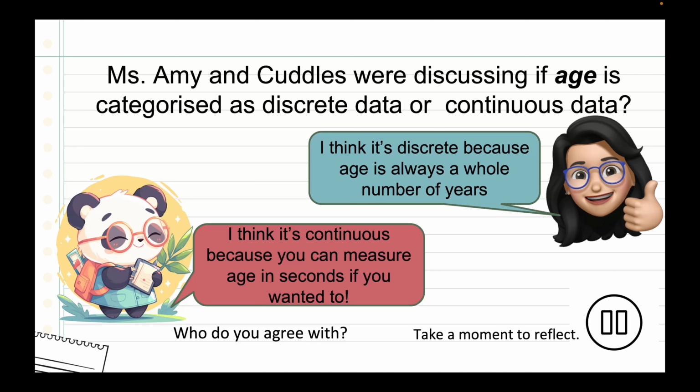Here, Miss Amy as well as Cuddles both are correct. For example, if I want to express a person's age, it can be expressed as 12 years. Also, if I want to express this as 12 years and 6 months old, it can also be expressed that way. So in this particular question, Miss Amy and Cuddles both are correct. Let's have a go at a few questions, and now it's your turn.